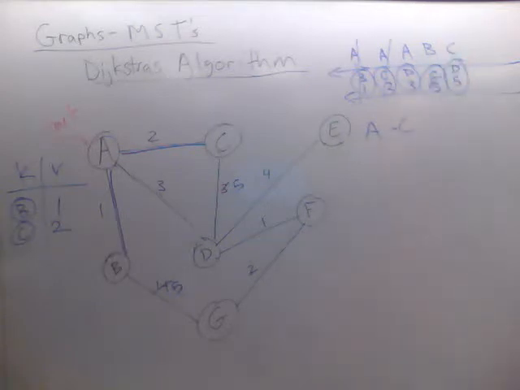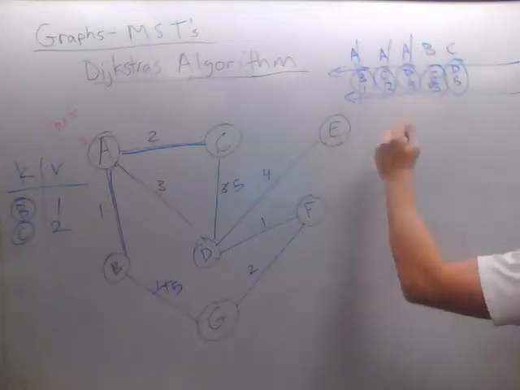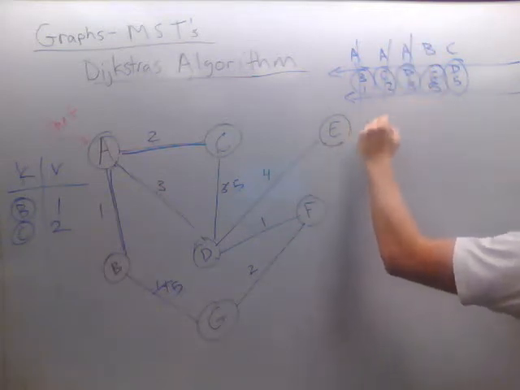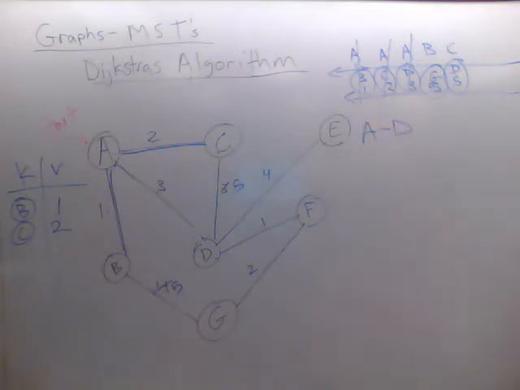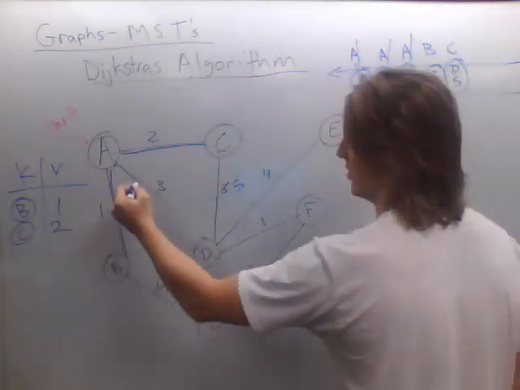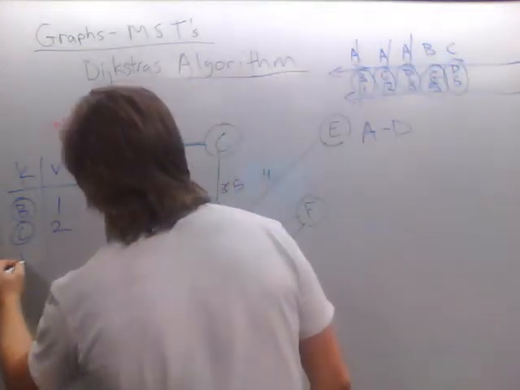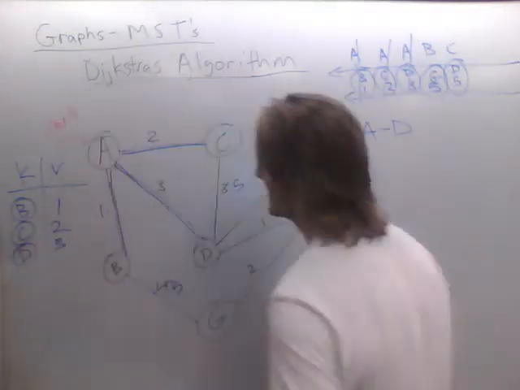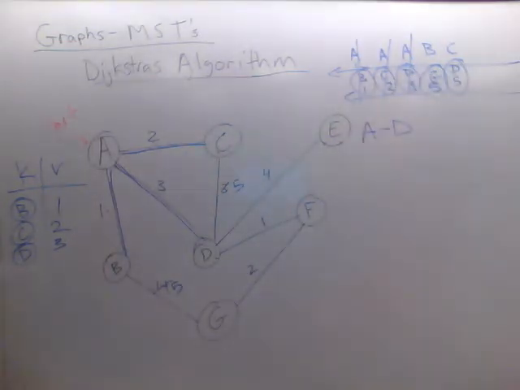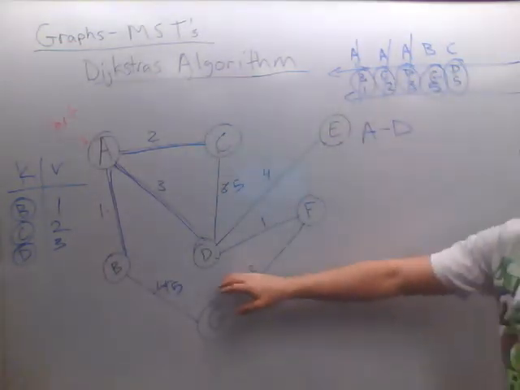And notice I'm maintaining a priority queue where everything stays sorted. So pop out the next edge. Now I have A to D. So I'm selecting that as the shortest path to get from A to D. So I add that in my hash table. I get to D with cost 3, and now I have to update all of the weights.